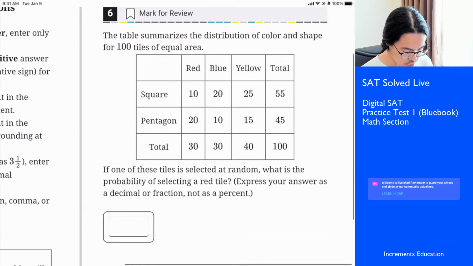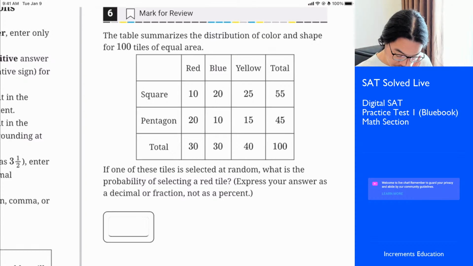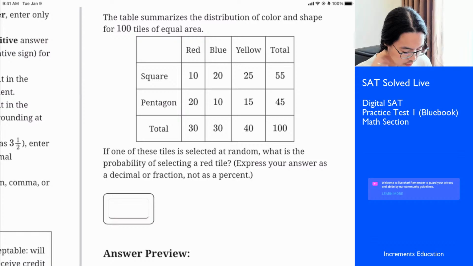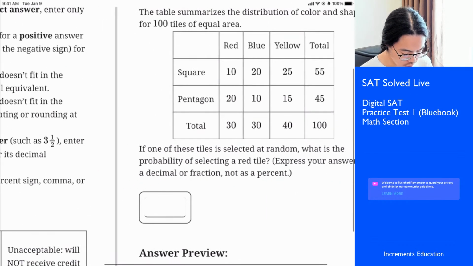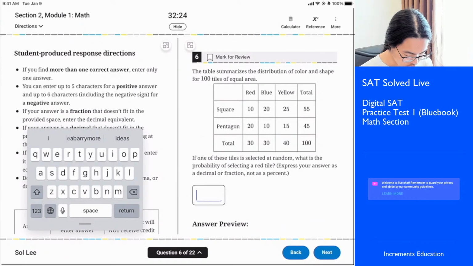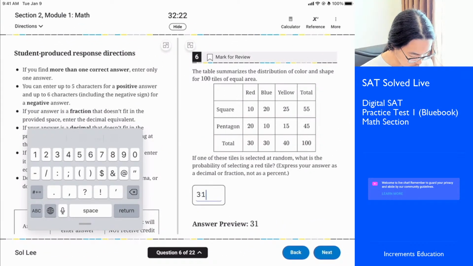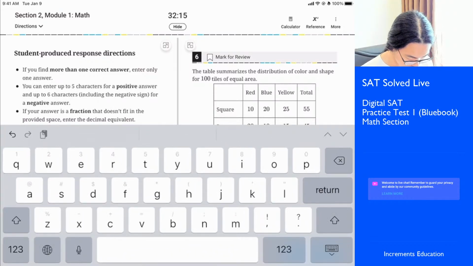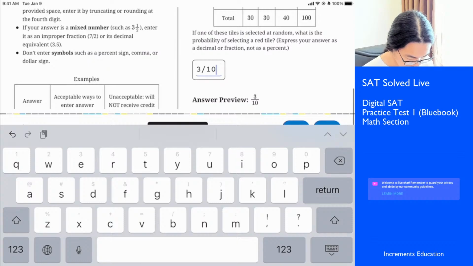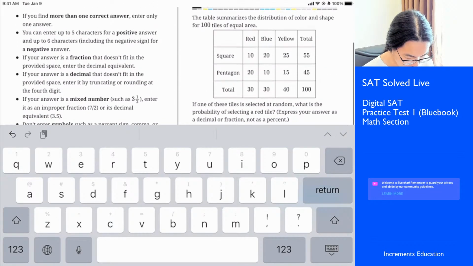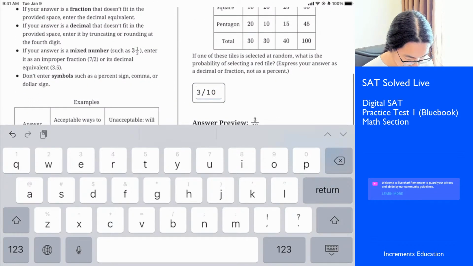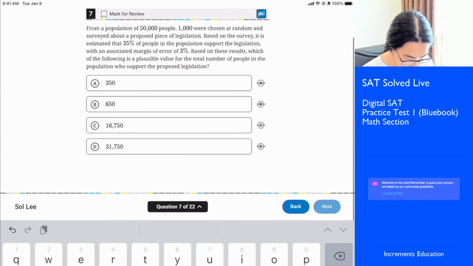We're summarizing the distribution of color and shape for 100 tiles. Okay, there's squares and pentagons, and there's 3 different colors. If one is selected at random, what's the probability of selecting a red tile? Well, that's 30 out of 100. Oops. 3/10. Let's see if I can actually maximize this thing. Okay, it's a little awkward, but 3/10. Yeah, so a red tile is 3/10.